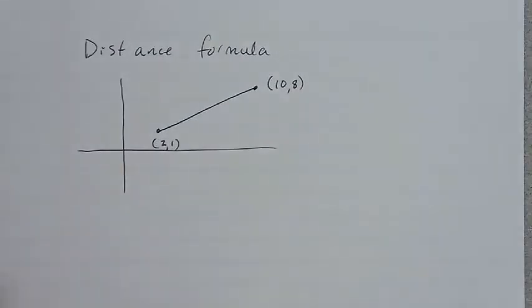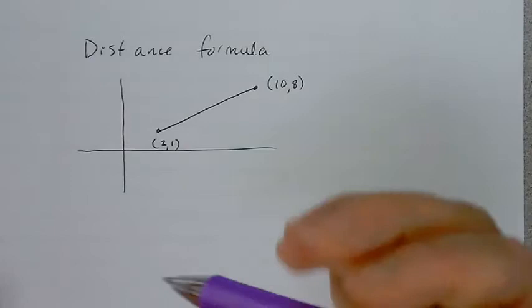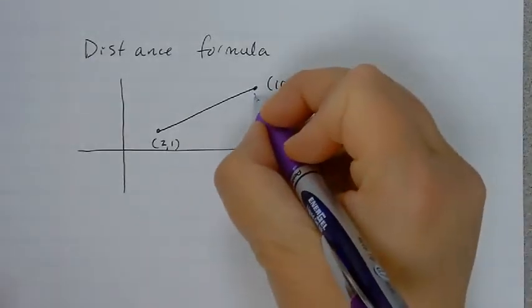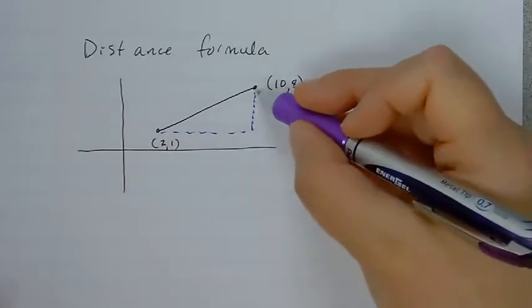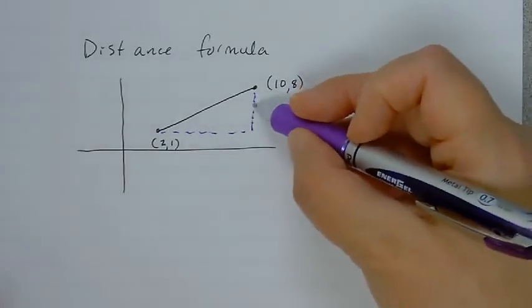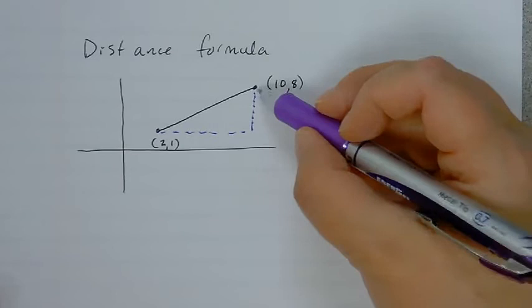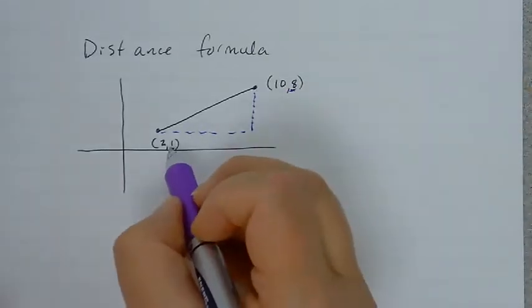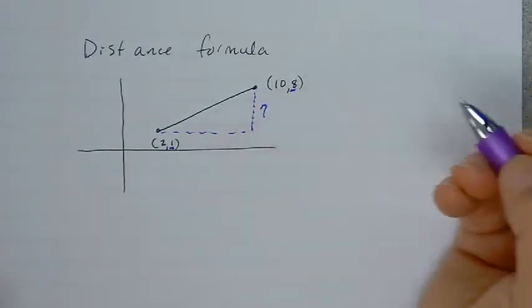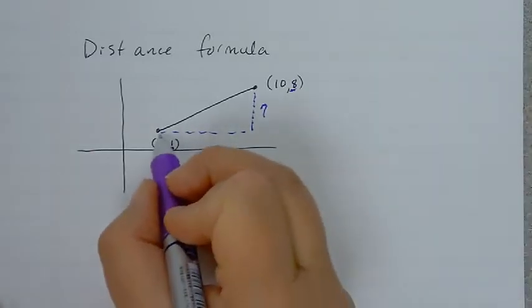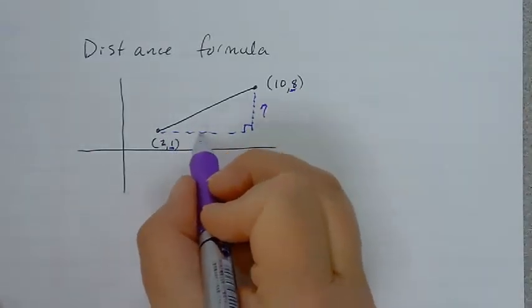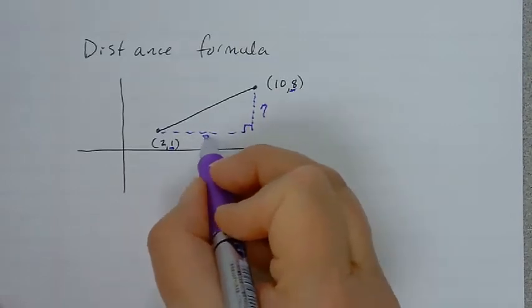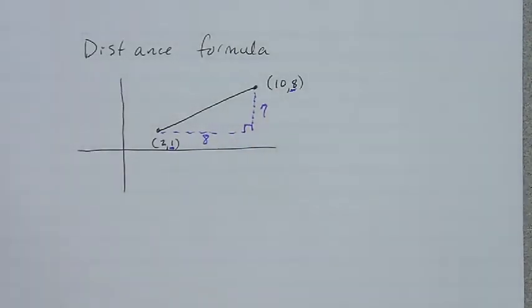if we just thought logically about how we could find that distance, one way would be to find the distance from here to here. How long would that distance be? I'm going from 8 in the y to 1 in the y, so this would be 7 units long. And I could find the distance from here to here. If this is a right triangle, I'm going from 2 to 10, so this would be 8.